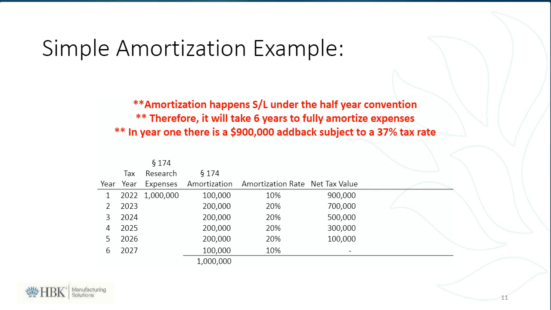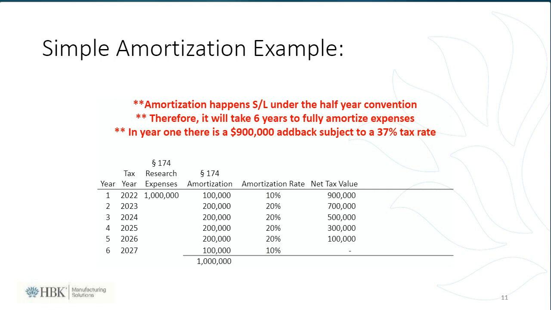Your amortization for year one would be $100,000. 20%, okay, if we were amortizing this over 5 years, you would think, oh, well, it's 20% per year. But under the half-year convention, the first and last years are only 10%. So in year one, we have an amortization rate of 10%, 20% through years 2 and 5, and 10% in year 6, which means that this $1 million of expense doesn't get fully recognized and realized and benefits derived from until 2027, which represents the timing difference in the years.